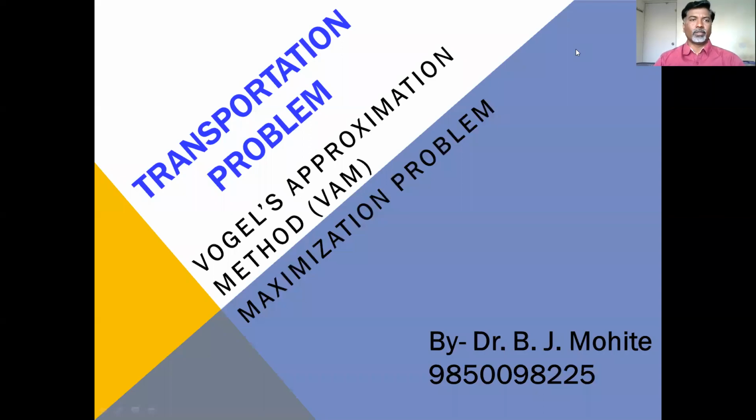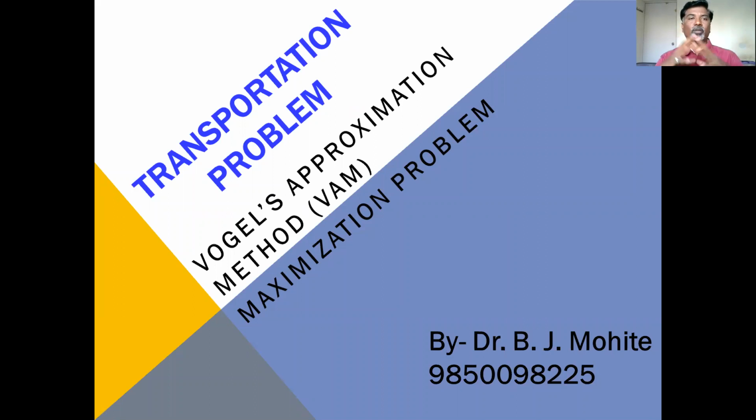Dear students, today we will discuss the transportation problem using Vogel's approximation method. To solve a transportation problem, we need to calculate the initial basic feasible solution, and you can calculate that either by using the northwest corner method, the least cost method, or Vogel's approximation method. But the basic importance among these three methods is that Vogel's approximation method gives you a more optimum initial basic feasible solution as compared to the least cost and northwest methods.